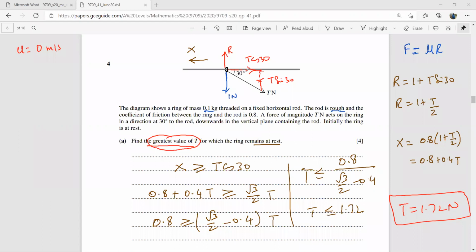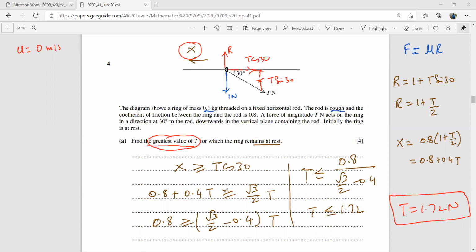So that means, because it is up to you how much tension you apply here, you have to keep it in such a way that this does not exceed this frictional force. So I'm keeping this frictional force more than this T cos 30, this component of T that is parallel and opposite to the frictional force here. Okay, so that is the reason for using this inequality.